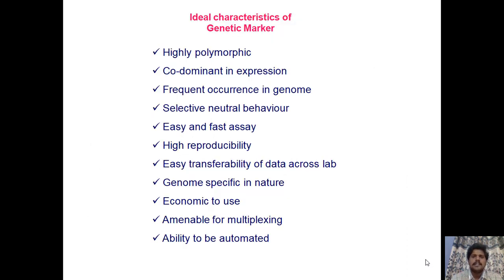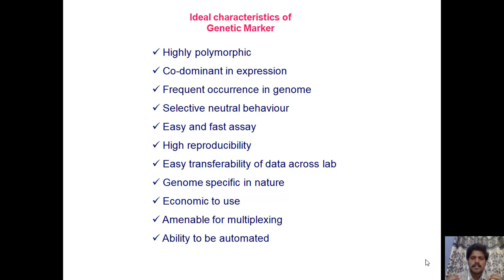So what are the ideal characteristics of a genetic marker? They should be highly polymorphic, and codominant in expression. What is codominant in expression? It should differentiate between a dominant homozygote and a heterozygote. Then frequent occurrence in the genome, selective neutral behavior, easy and fast assay, and high reproducibility: it should replicate a number of times and the result should not change. Then easy transferability of the data across labs.